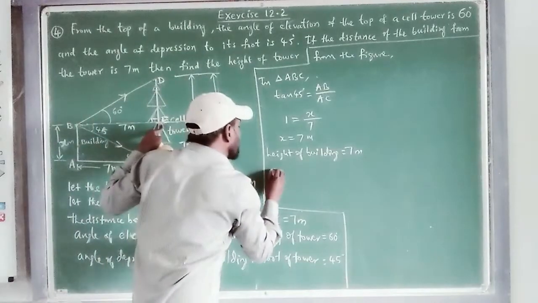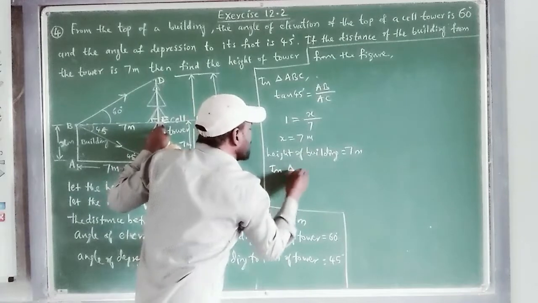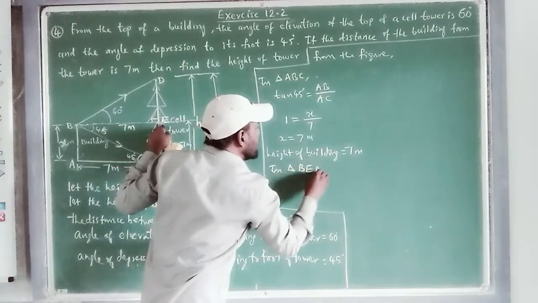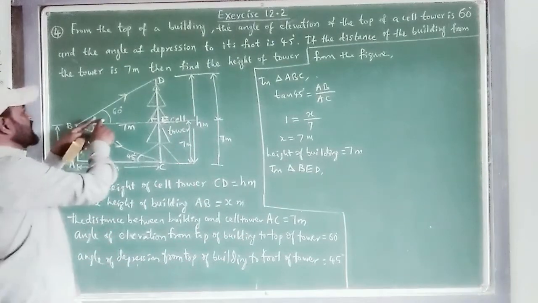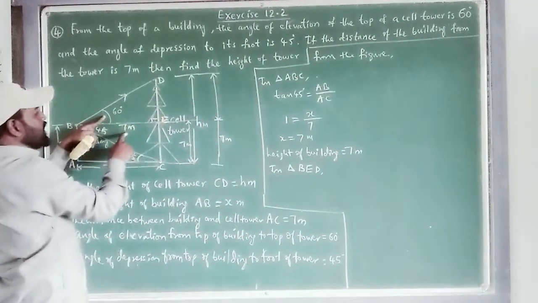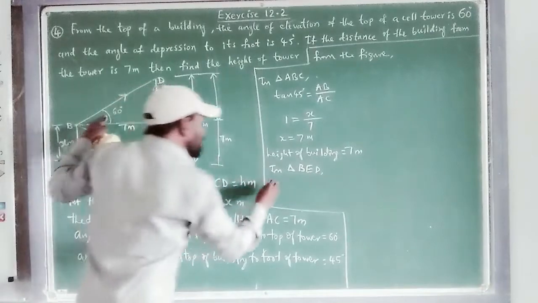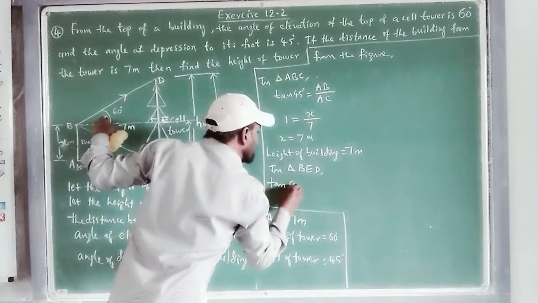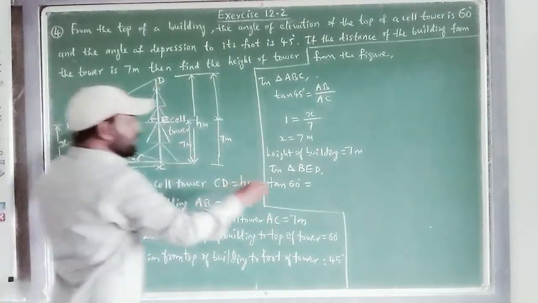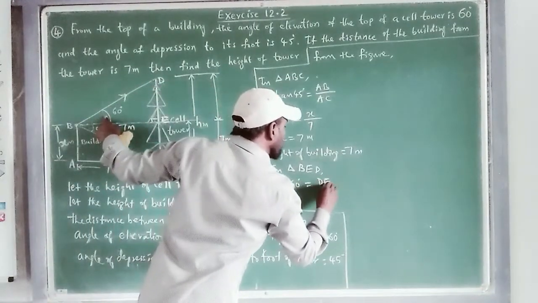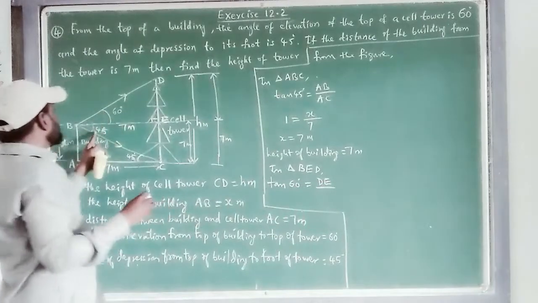Now from the figure, in triangle BED, now the angle is here 60 degrees, right? So with respect to this angle, this is the opposite side, this is the adjacent side. So tan 60 degrees is equal to, with respect to this angle, opposite side is DE, but adjacent side is what?